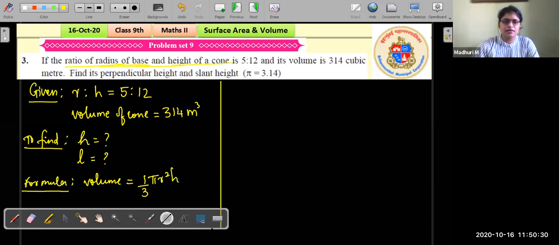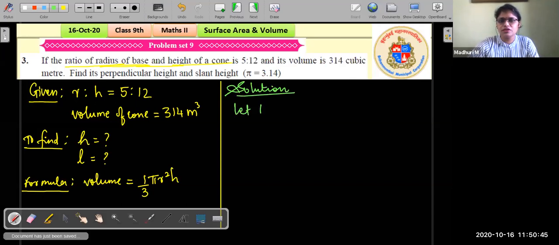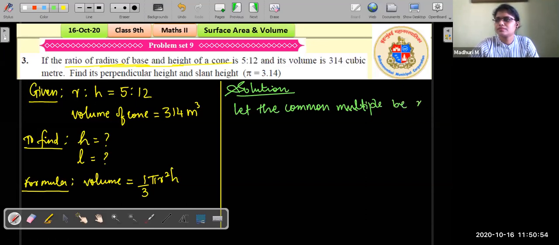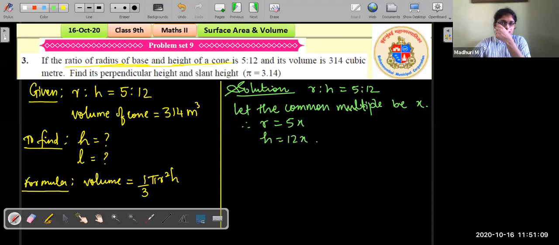Okay, and how do we begin? We know the ratio is given. So whenever we are given ratio, how do we start the solution? We start with, let the common multiple be x, right? And therefore the ratio r is to h equals 5 is to 12, the radius will be 5x and the height will be 12x. So instead of 5 it is 5x, instead of 12 that is 12x.